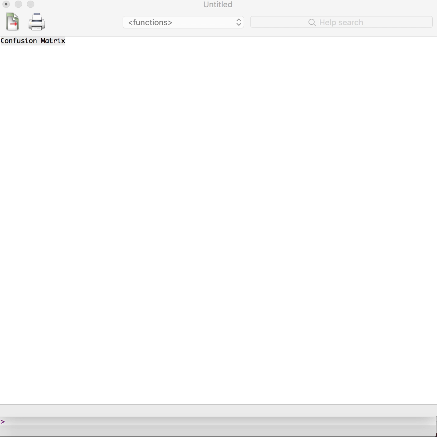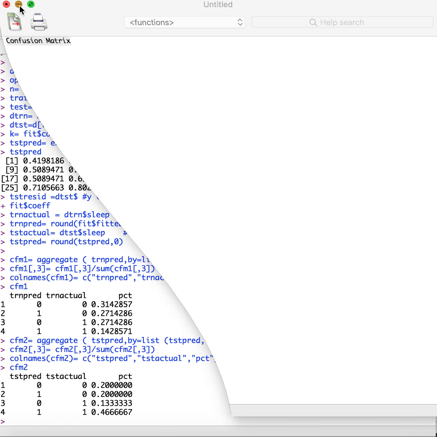The idea behind a confusion matrix is that it'll test what's predicted versus what actually happens, and it'll give you a percentage of how many times that will occur. So let's look at an example here.